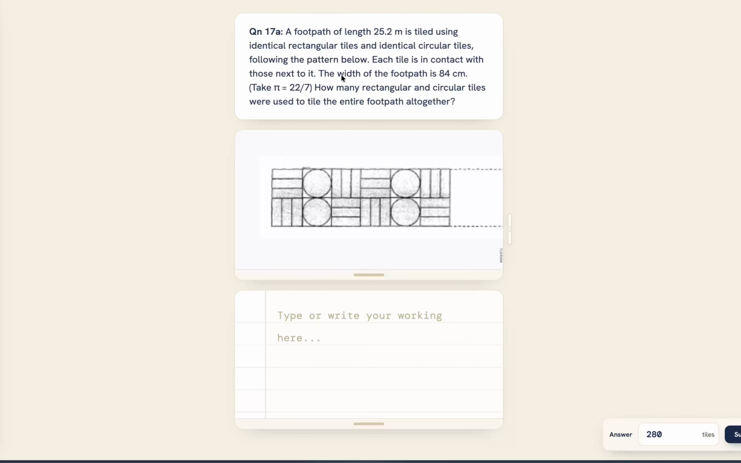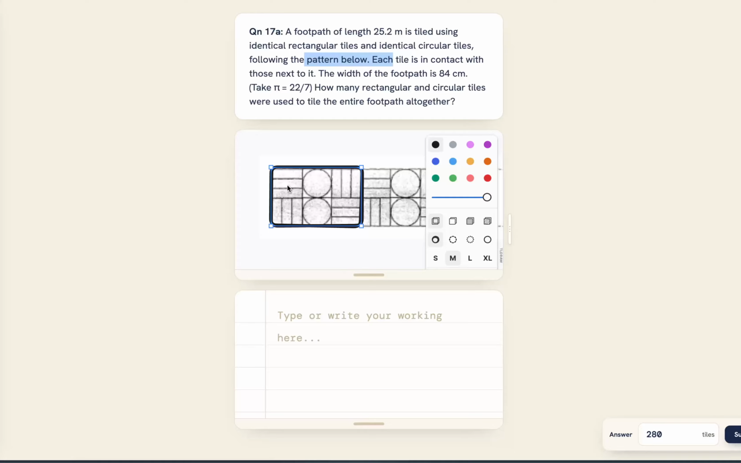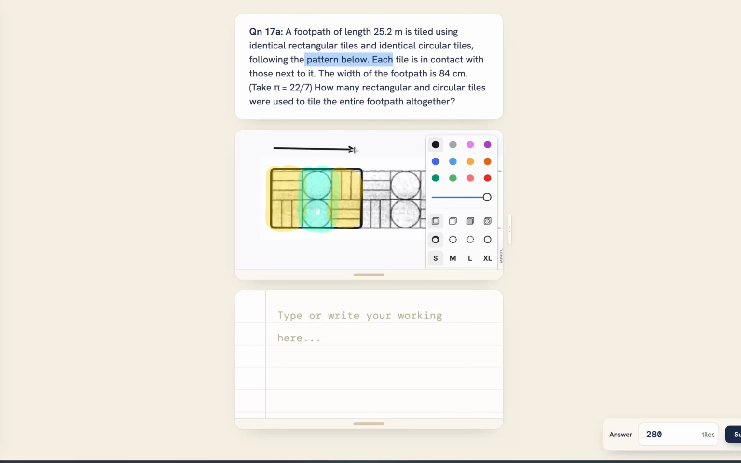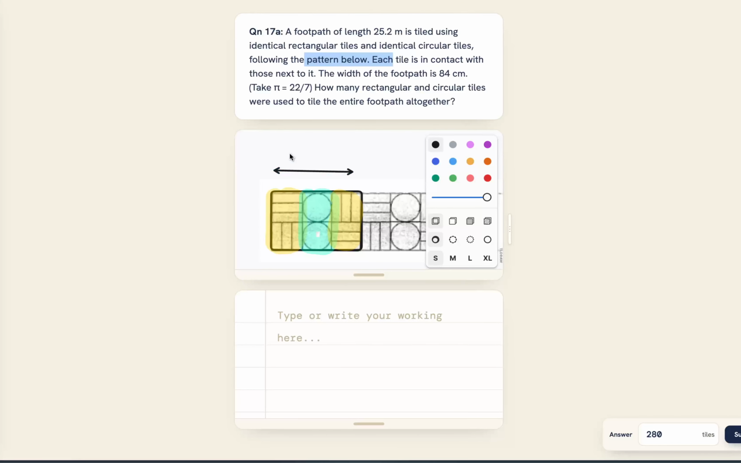So in this case, there is a certain pattern below, and you see the pattern. The pattern is one column that is rectangular, and then another column that is circular, and lastly the same column as rectangular as well. So this is the repeating pattern.